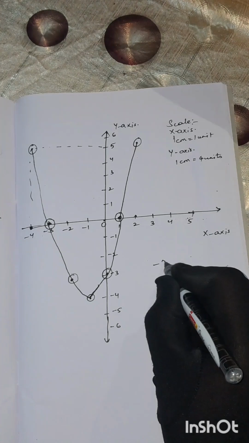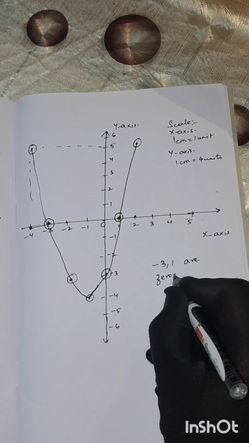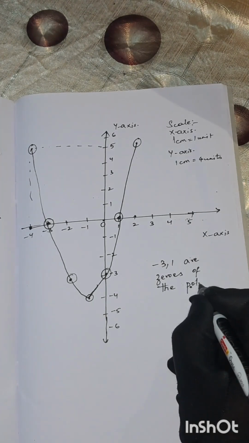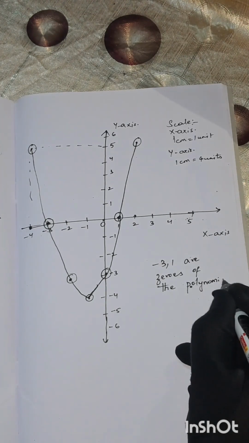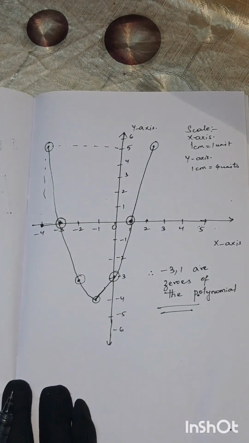Minus 3 comma 1 are zeros of the polynomial. Getting? Like this you have to draw the graph of the polynomial.